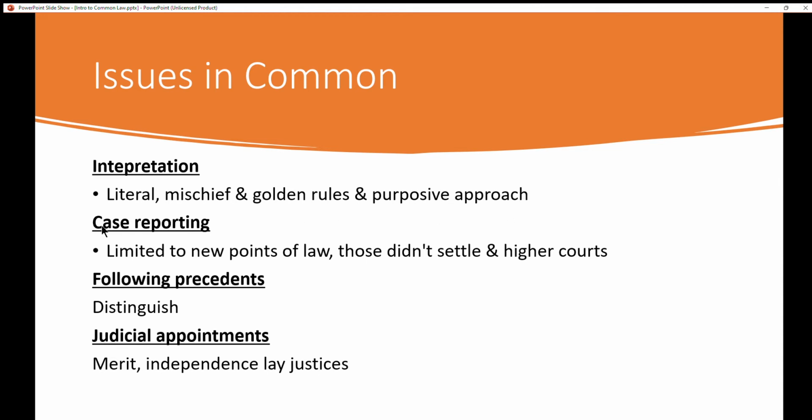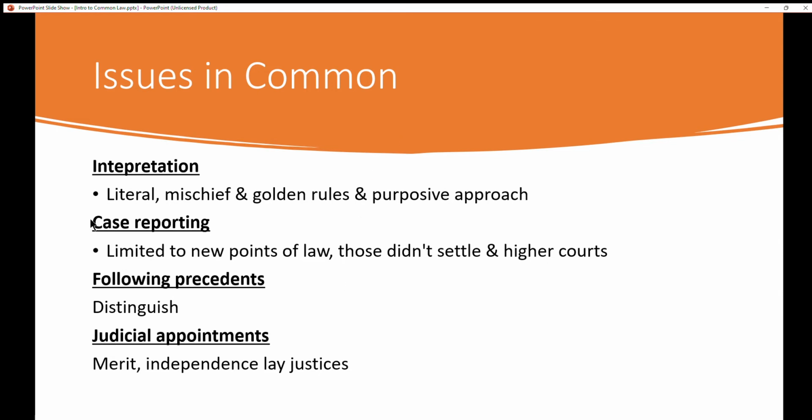So we have case reporting. Case reporting is because common law is based on precedent, what the previous judges decided. We cannot change. We have to keep following what the previous judges decided. If we want to change, we have to go through a special procedure to change the law, right? Because judges make law, their decisions become law.